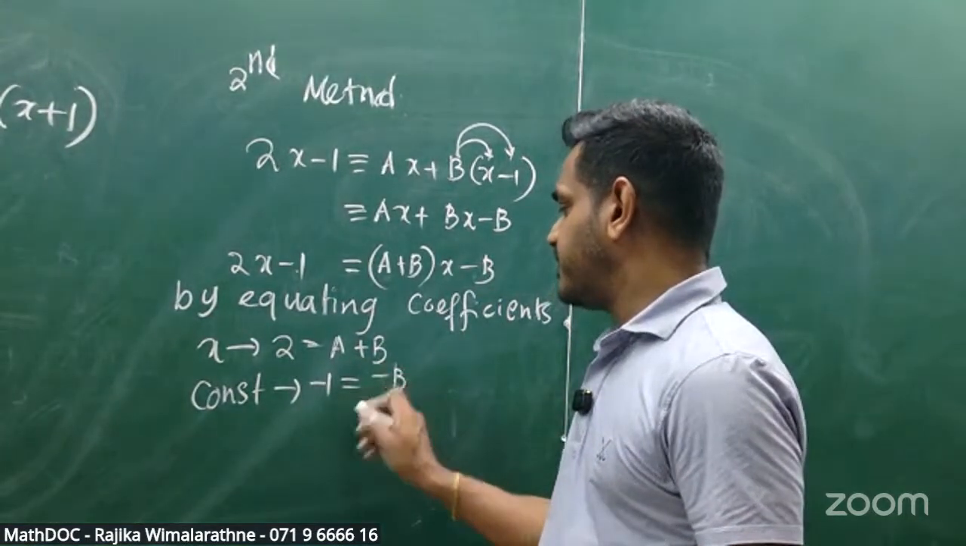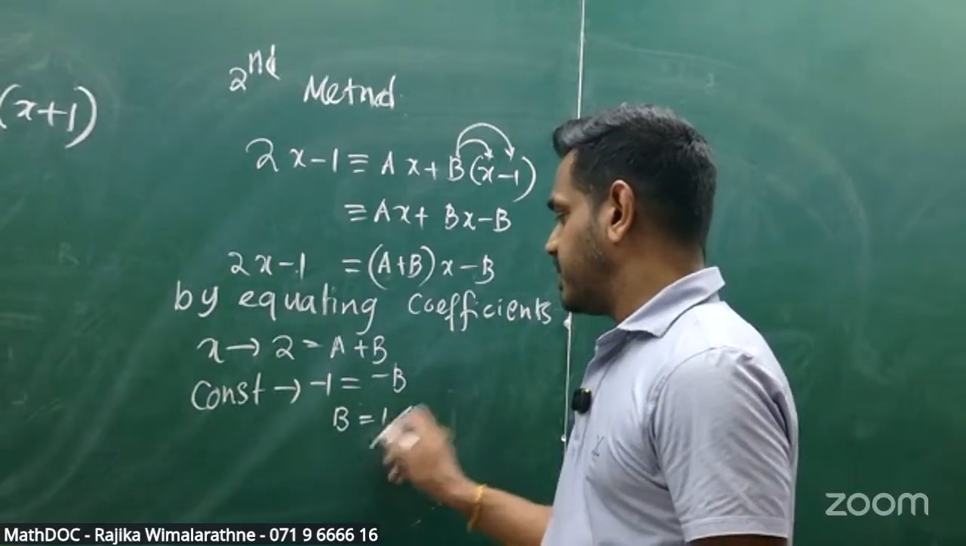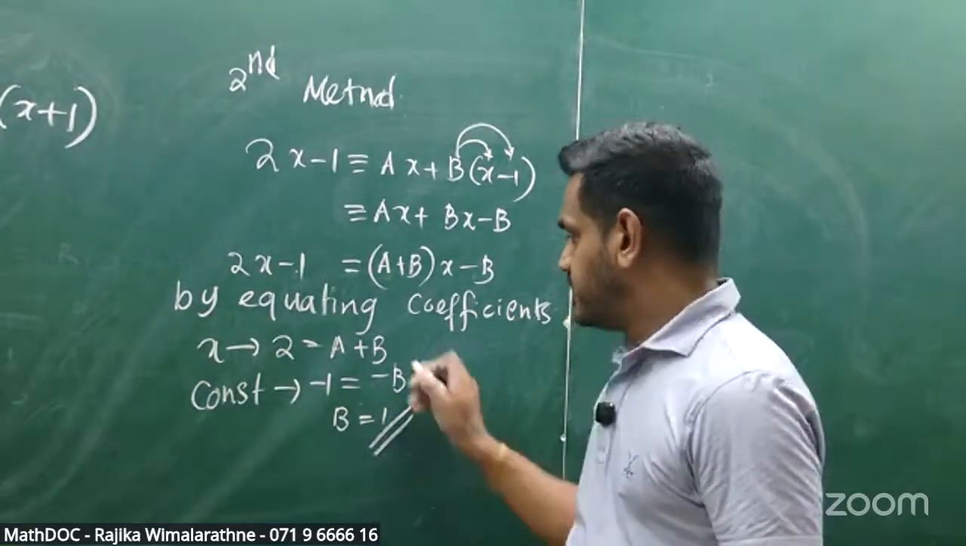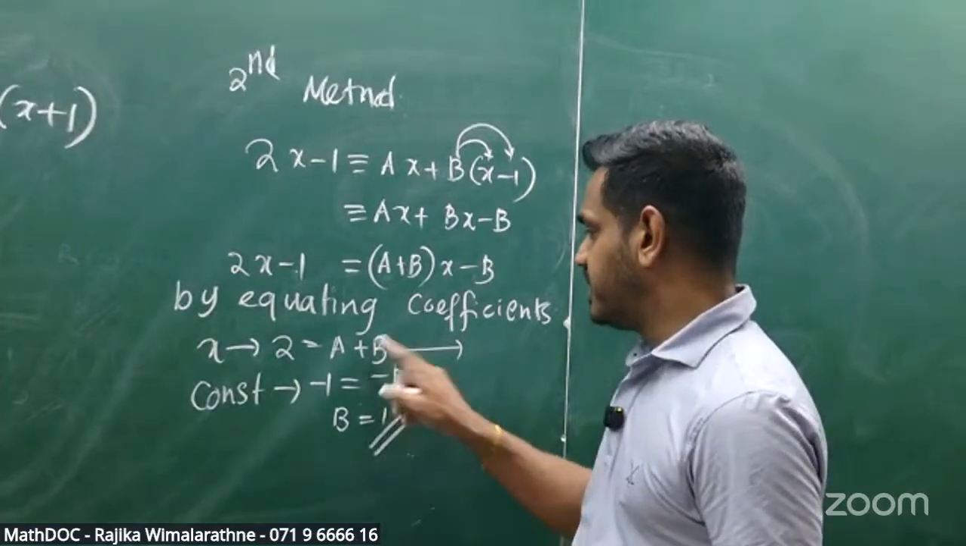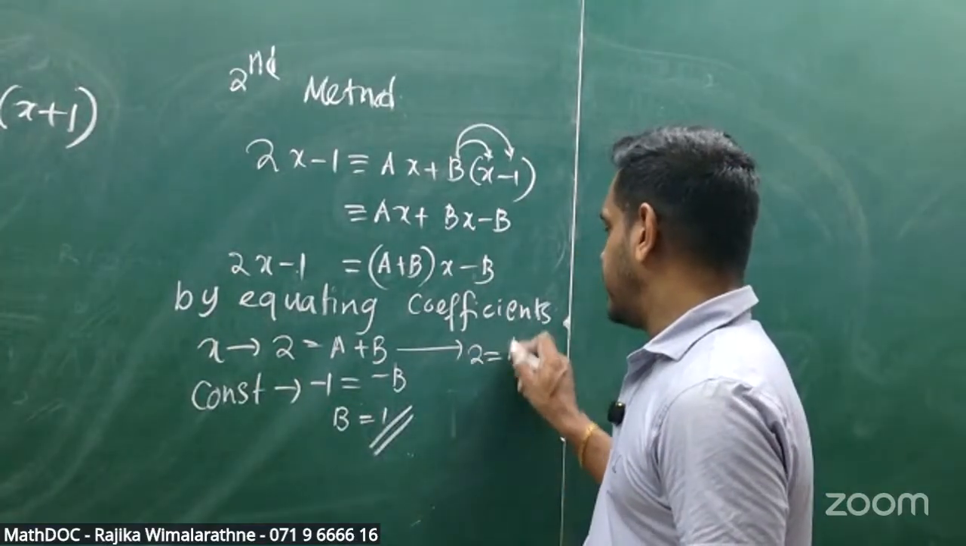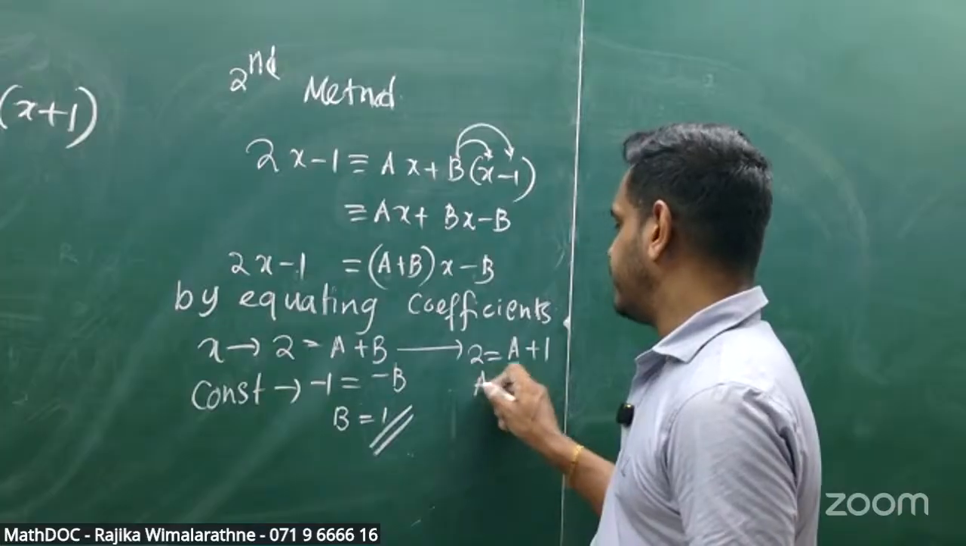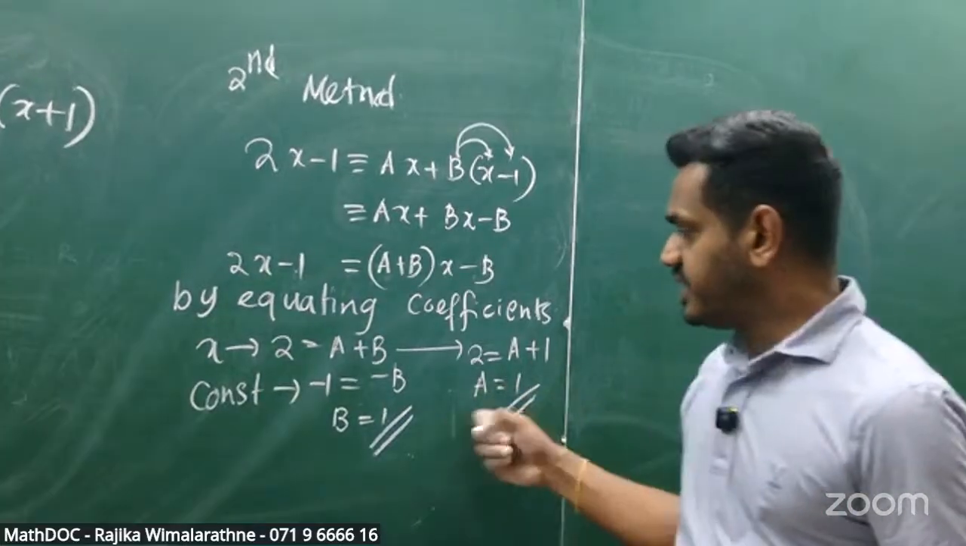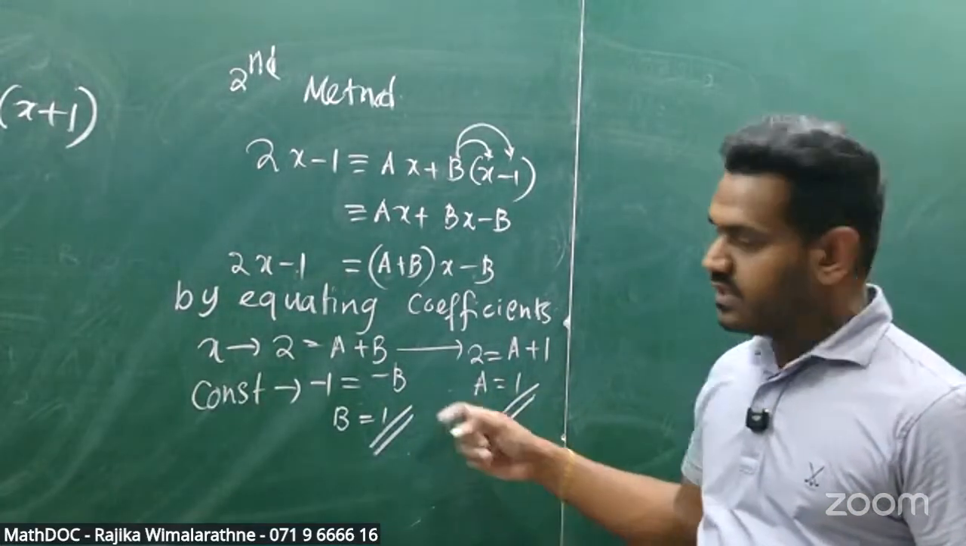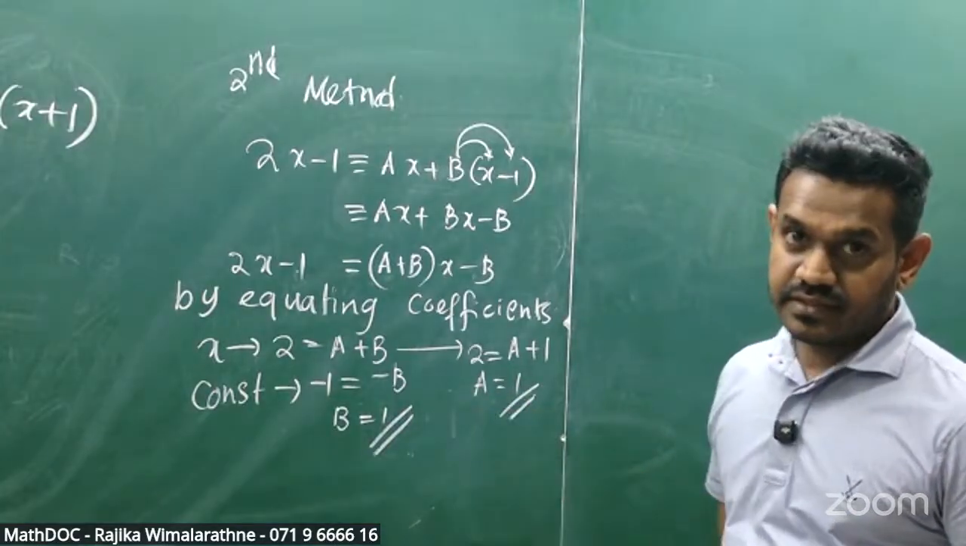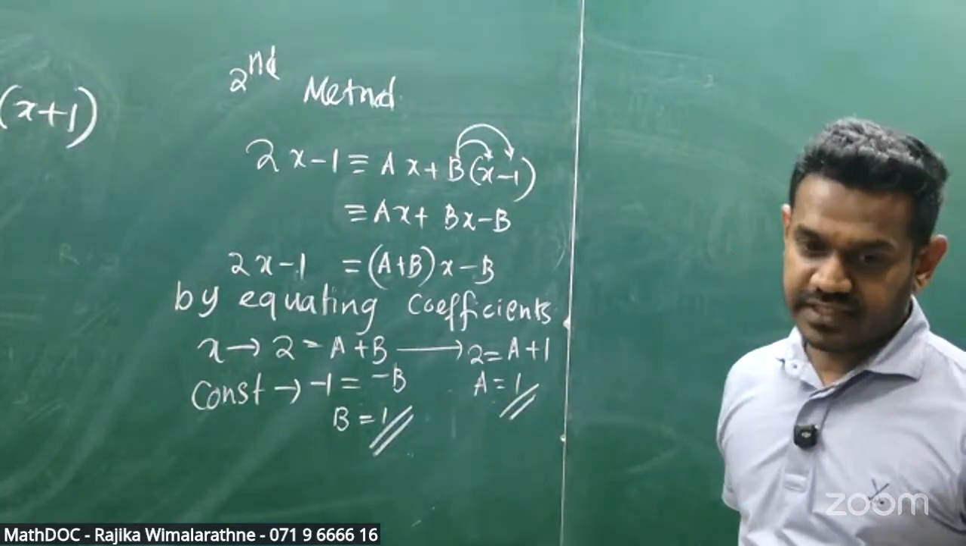Then by this one you can find b value 1. Now b value is 1. So by this one you can find b 1, then substitute. 2 equal a plus 1, then a equal 1. Likewise you can find the values. Okay. Then this is very important technique. That is the equating coefficient technique.